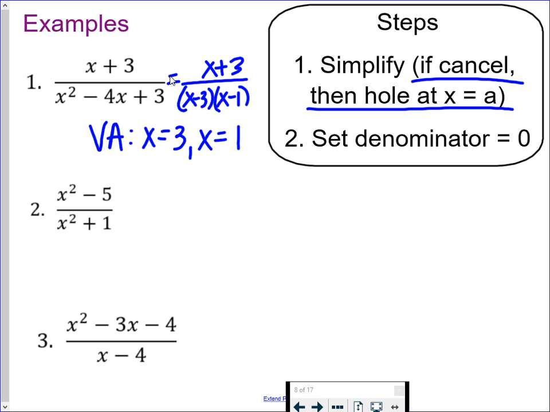Why don't y'all go ahead and try 2 and 3 and tell me my vertical asymptotes for those. 2 and 3, tell me my vertical asymptotes.